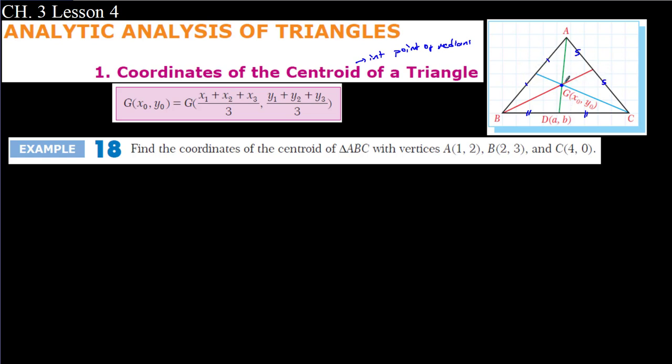So the point where the medians intersect is called the gravity center, and the formula for finding the gravity center: with respect to A equal to (x1, y1), B equal to (x2, y2), and C equal to (x3, y3), the gravity center is ((x1 plus x2 plus x3) over 3, (y1 plus y2 plus y3) over 3).